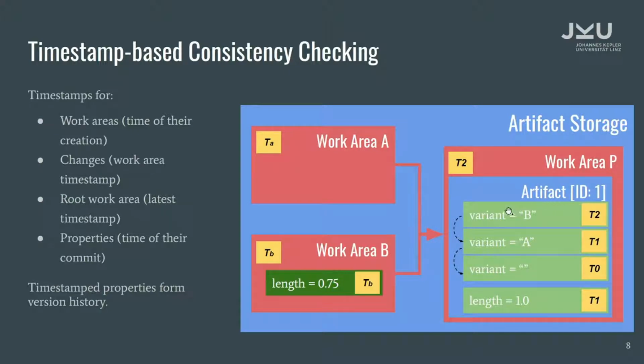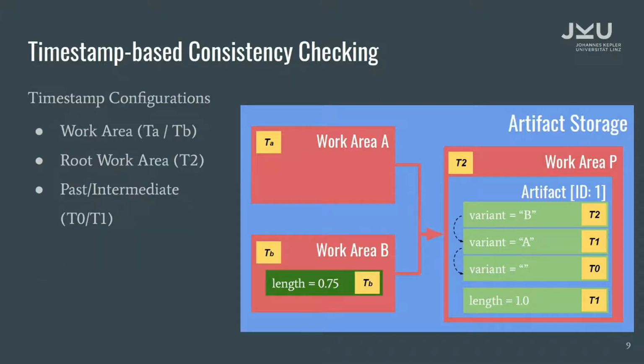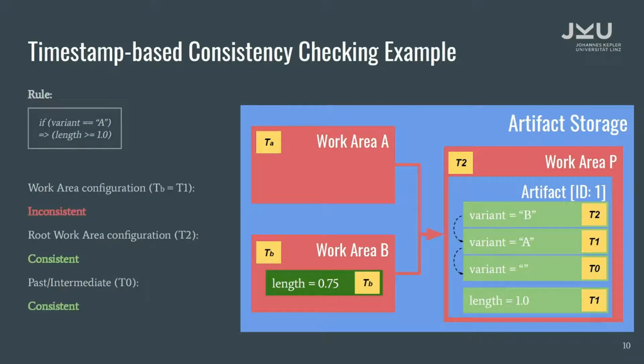The properties at different timestamps form a version history against which the work areas can check their changes depending on timestamp configurations. And we have three timestamp configurations, one for work area, for the root work area, and for past or intermediate timestamps. So let me give you an example. For example, we have the rule: if variant is A, then the length must be greater or equal 1.